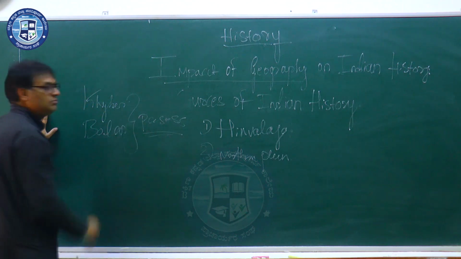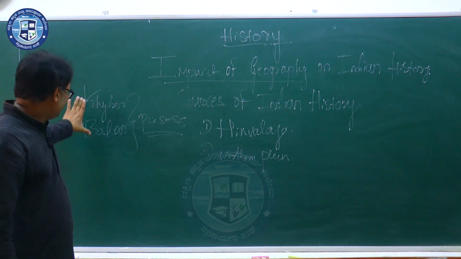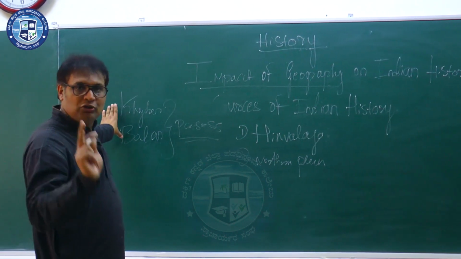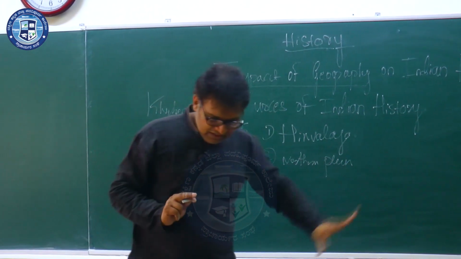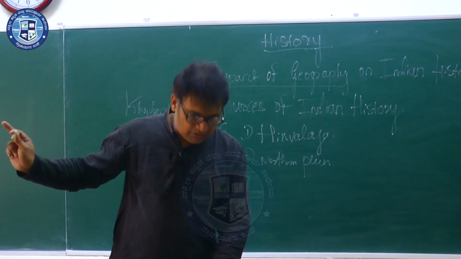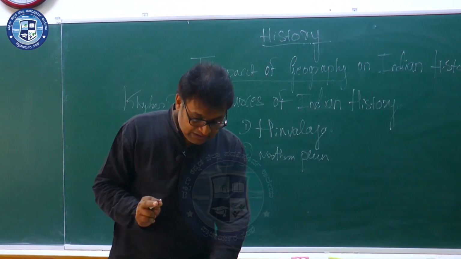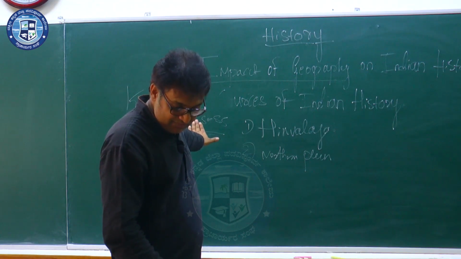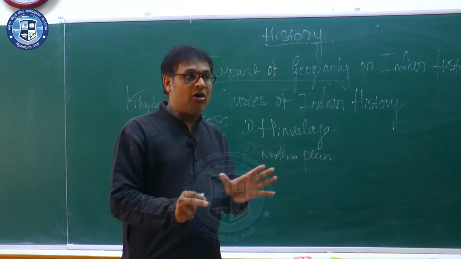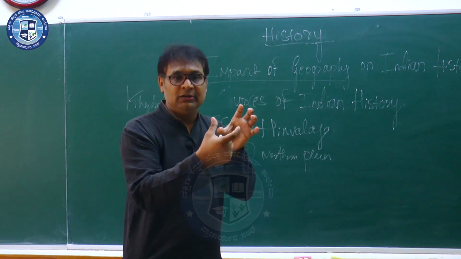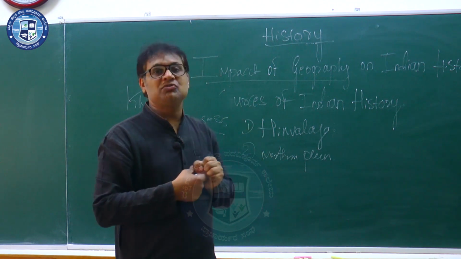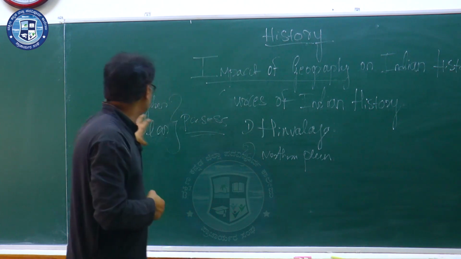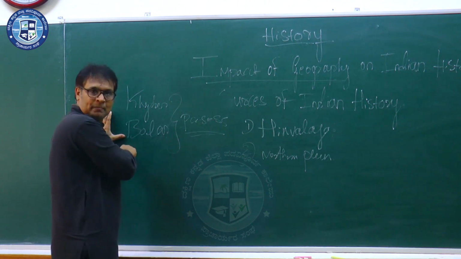Passes: Khyber and Bolan. This can be asked as a 2-mark question. Very important two passes. They are a very fertile region, and also these two passes created or connected cultural as well as commercial contact with the West. That is the importance of these two passes.